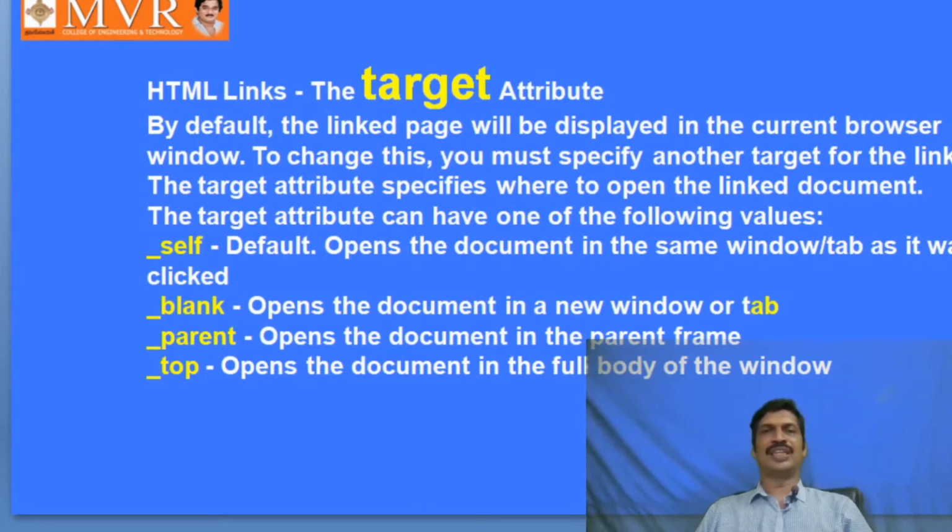_parent is used with frames, a concept in HTML where the page is divided into different parts, and each part is called a frame. On the frames concept, we use _parent. Whenever the hypertext is clicked, it is opened within the parent window. _top opens the document in the full body of the window. Among these 4 values, _blank is the important one. Now we will see the programs on this.